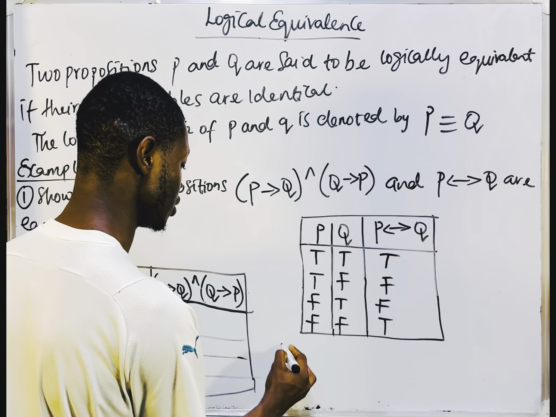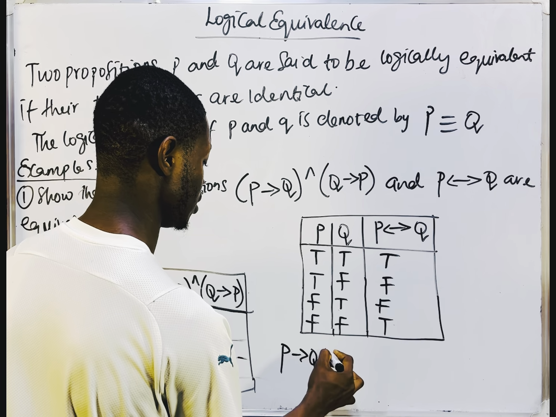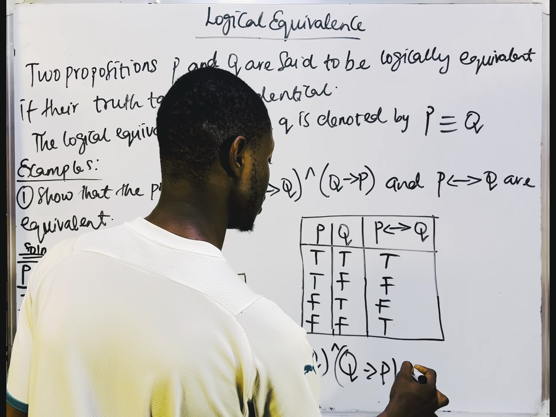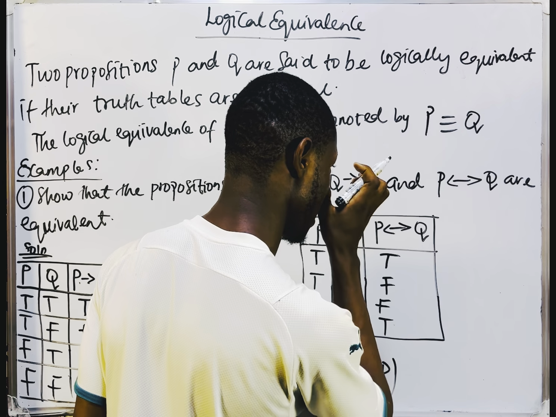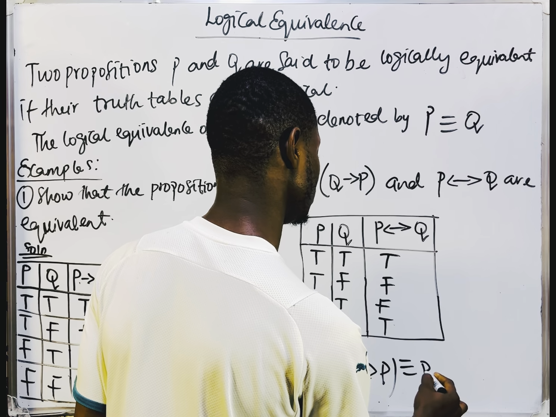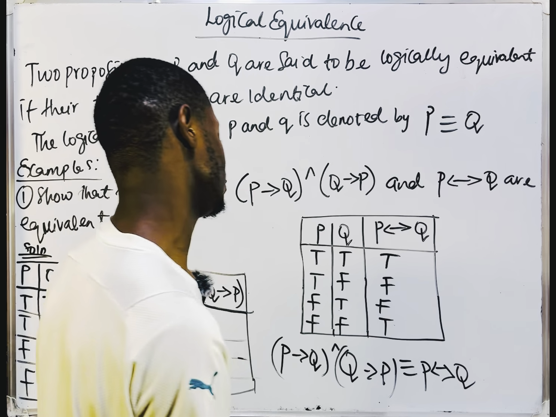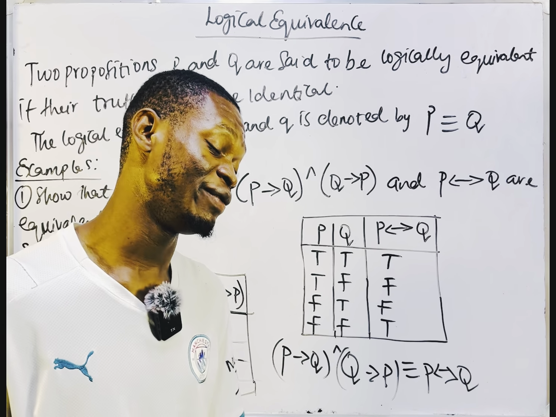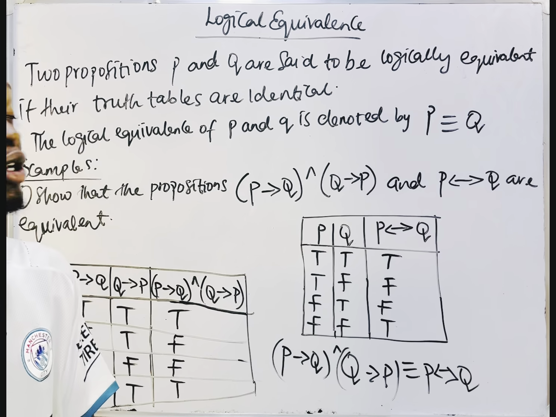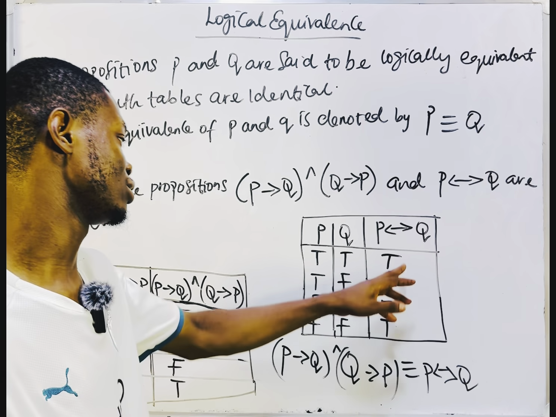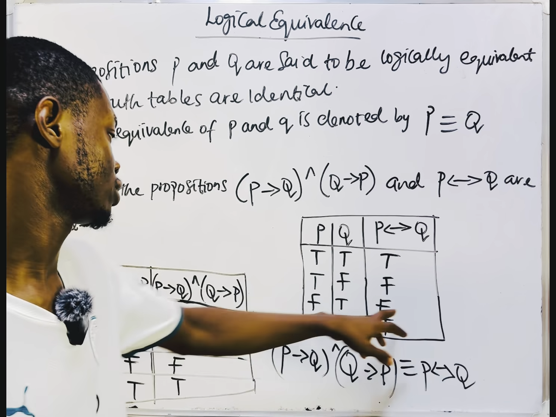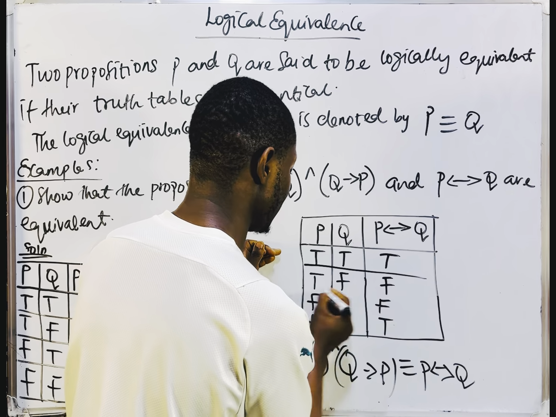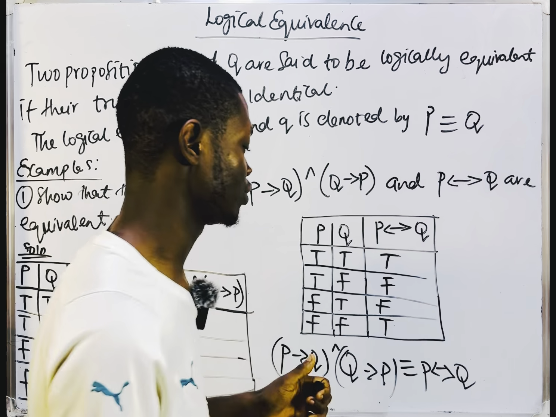Therefore, in conclusion, P implies Q and Q implies P is logically equivalent to P if and only if Q. So they are logically equivalent. This is how you know whether they are logically equivalent: because they have true, false, true, false here, their end products are the same.